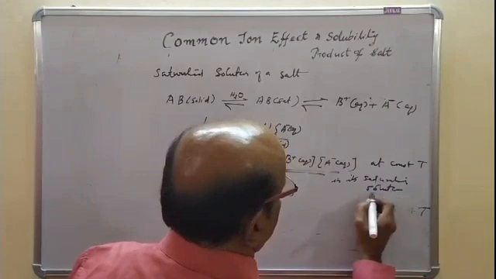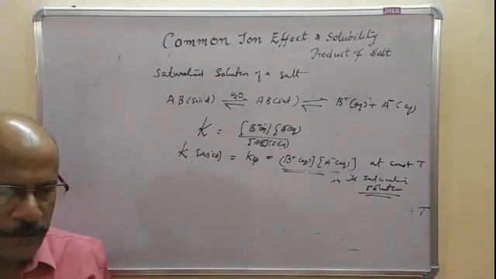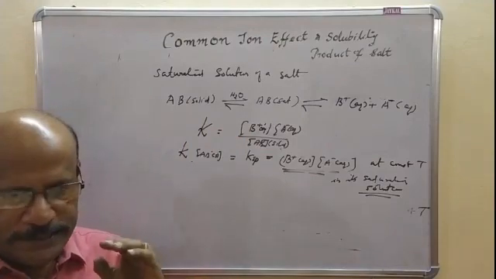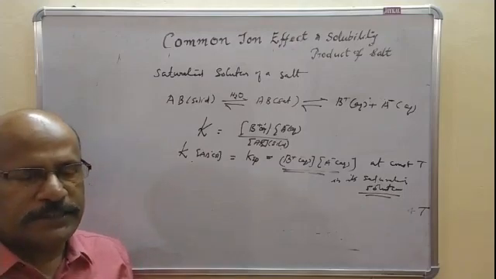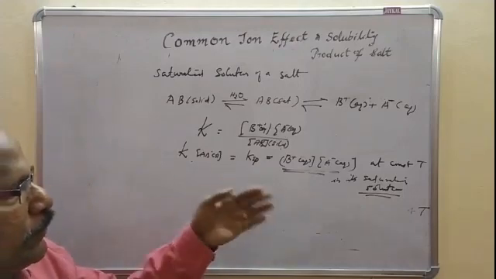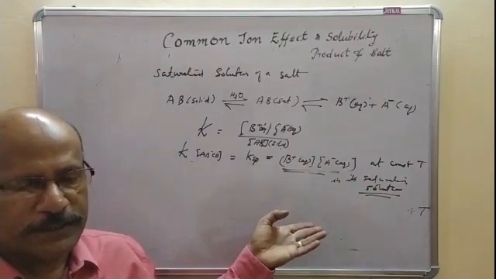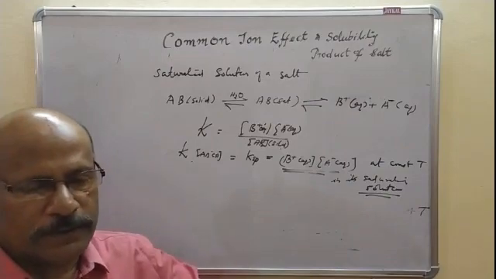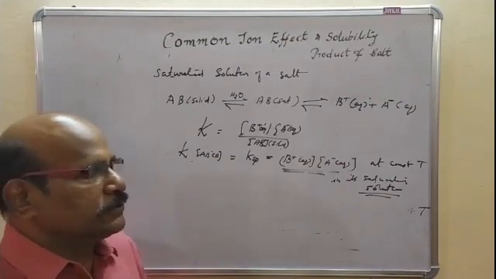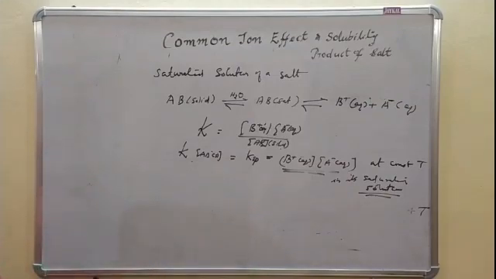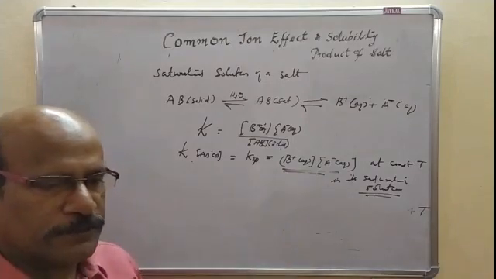That is very important. So what is the solubility product of a salt? The solubility product of a salt is defined as a constant, which is the product of the ionic concentration of the salt in a saturated solution. The product of the concentration of the ions of the salt is always a constant at constant temperature, and that constant is called the solubility product. Okay.